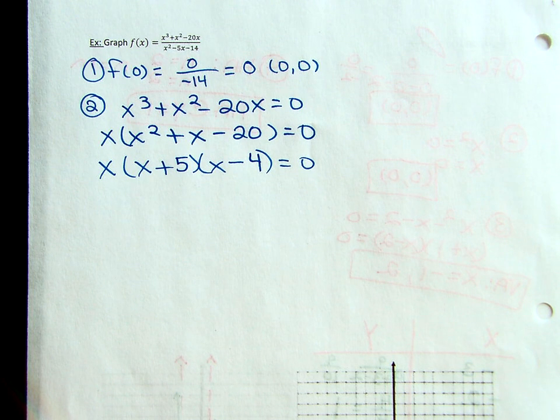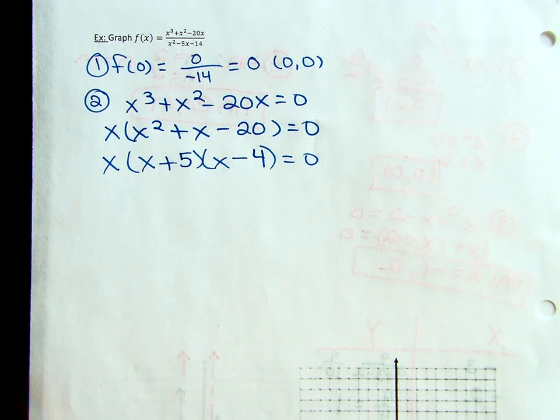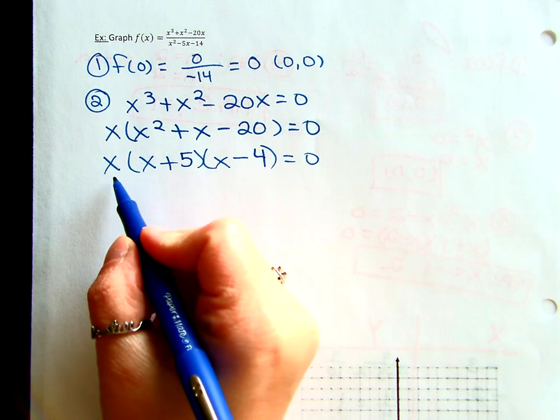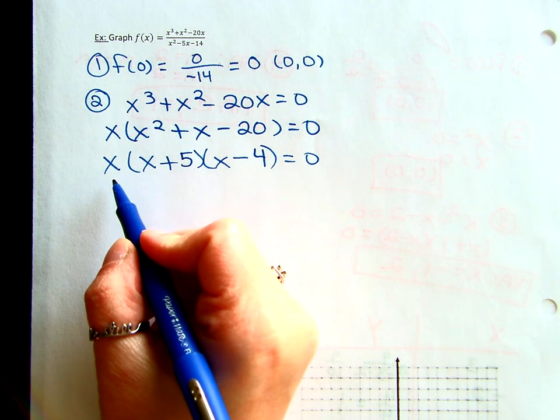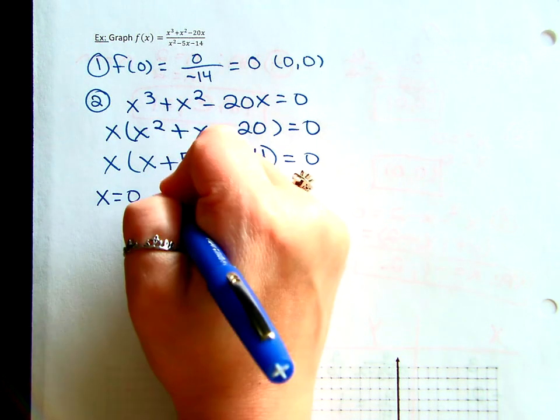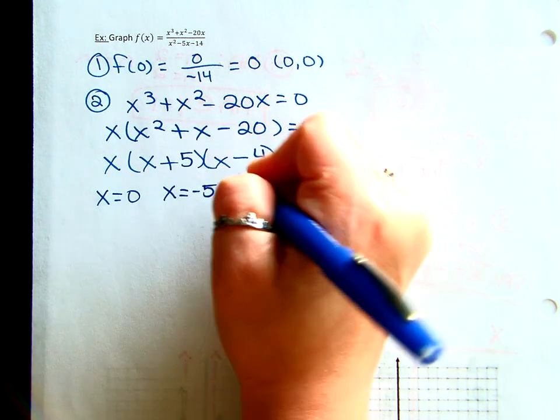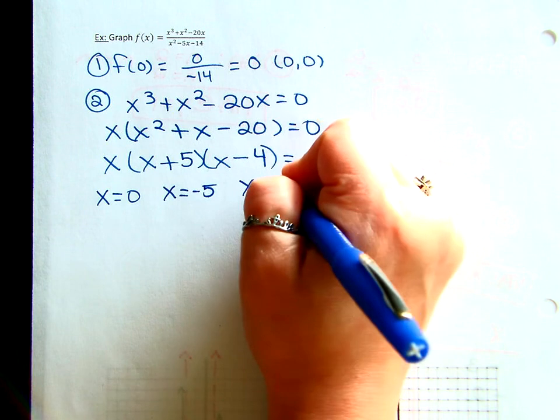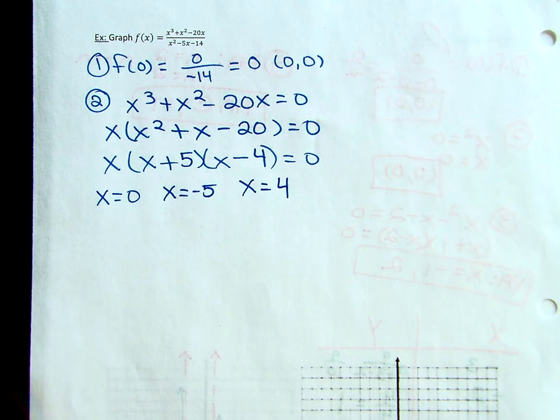To find those zeros, I would set each of those factors equal to 0. Now, most students do fine with this, but don't forget about this x that's already factored out front. That means x equals 0. X plus 5 means x equals negative 5, and x minus 4 means x equals positive 4. We have 3 different zeros going on here.